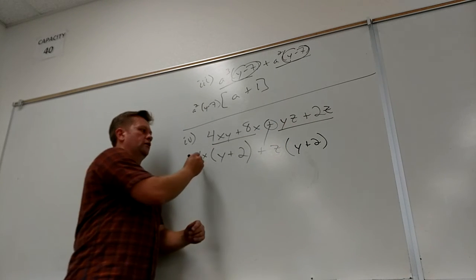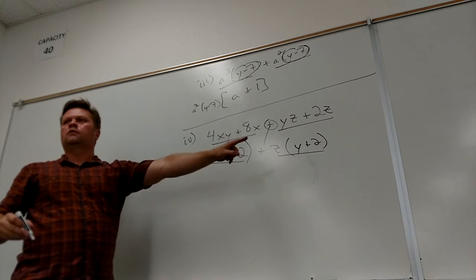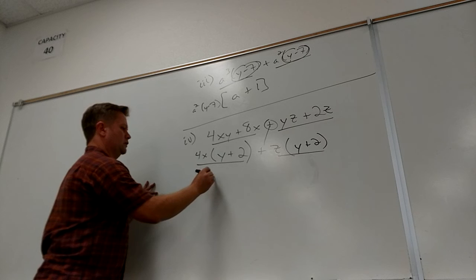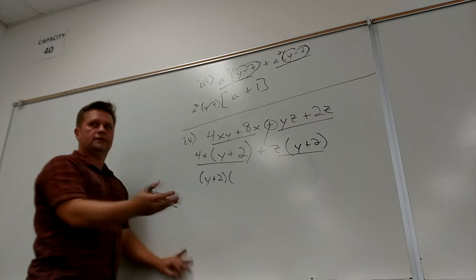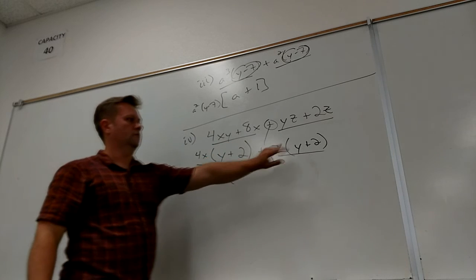Now how many terms are there? Two. And what do they both have? Y plus 2. So I can take a Y plus 2 out, and now watch this. What is left? 4x plus z.